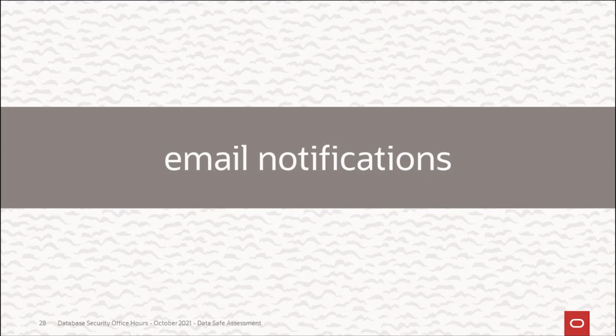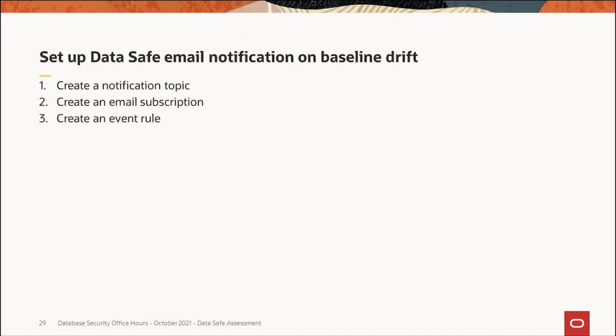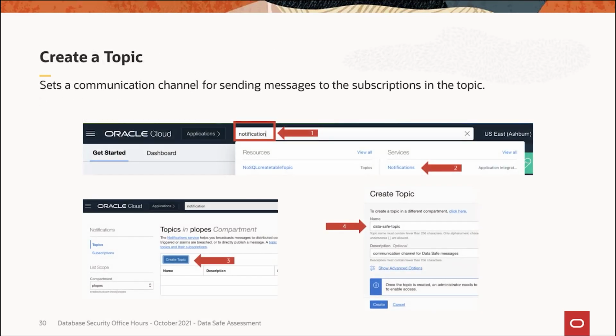Let's take another look at email notifications. What I just demonstrated was that setting up an email notification requires 3 steps. You'll first create a notification topic. Within that notification topic, you will create an email subscription, and finally you'll create an event rule that calls the notification topic. You can find notifications either under Developer Services or just search for notifications in the search bar.